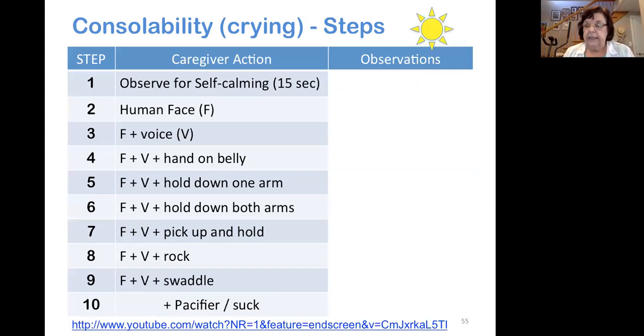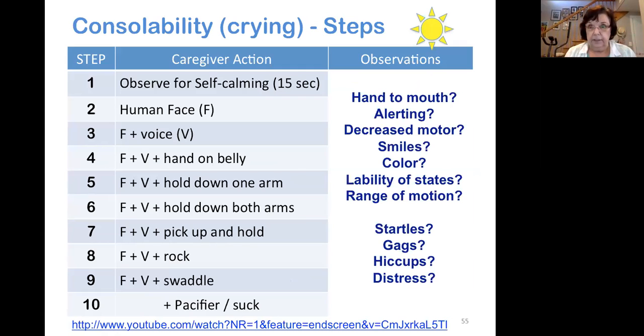The other thing that I like and that I use to teach moms how to intervene with a crying baby is their sequence of events when a baby's crying. First you observe: does the baby do anything to self-calm? Like, do they get their thumb to their mouth? Some babies can actually get their thumb to their mouth. Others, it's like there's a shelf at their chin. Do they smile? Do they have color? Do they have lability of states?